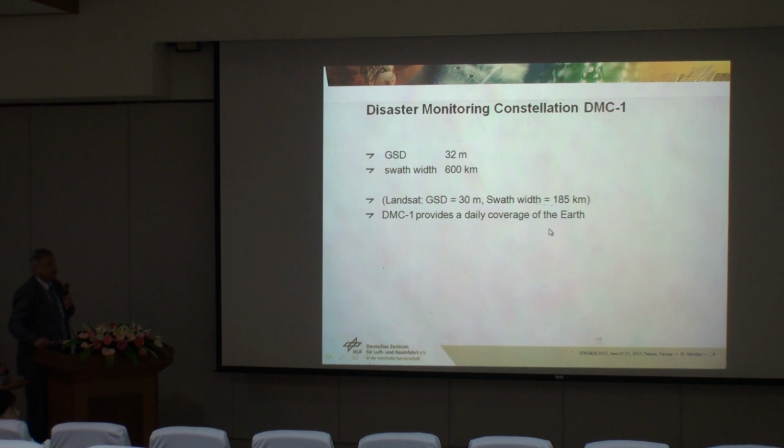And think about the performance of such a constellation. One of these satellites has a ground sample distance of 32 meters and a swath width of 600 kilometers. Compare that with Landsat, which has a ground sample distance of 30 meters and a swath width of 185 kilometers. So that is for a microsatellite. And now we are combining 5 of them, bringing out the wide swath width, covering the complete Earth every day, and can find any point on Earth every day, provided the cloud situation is allowing imaging.